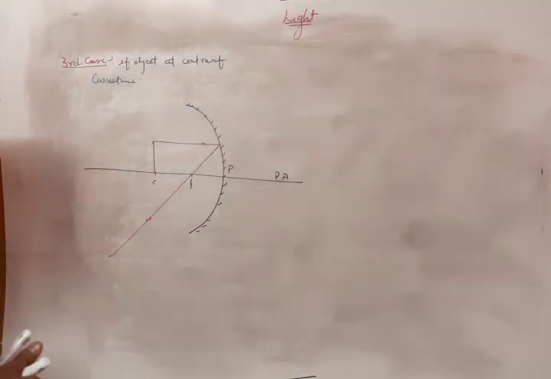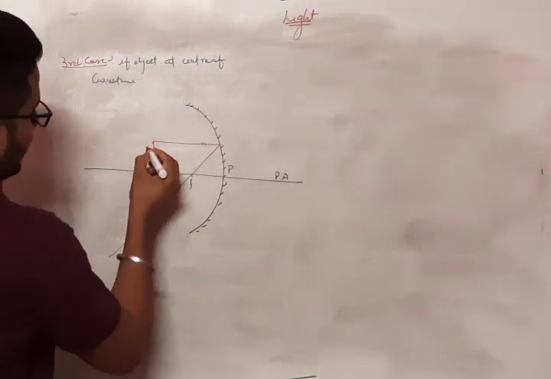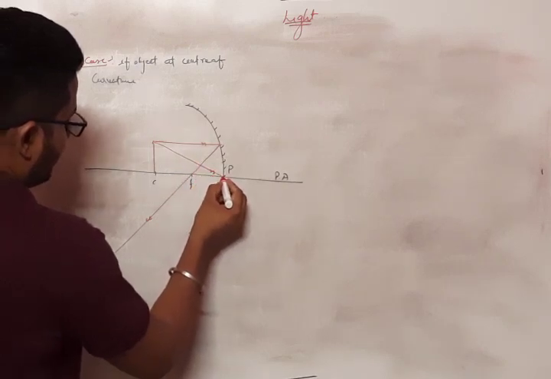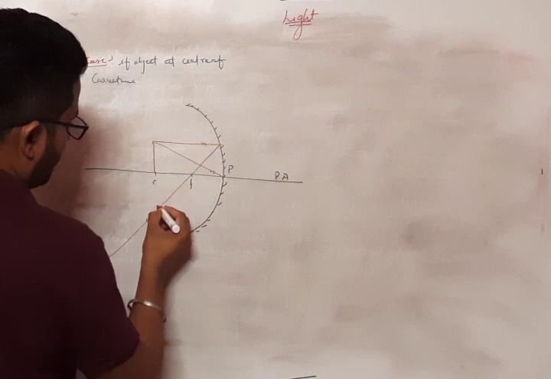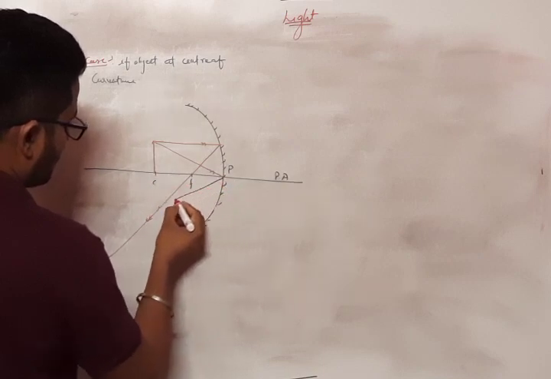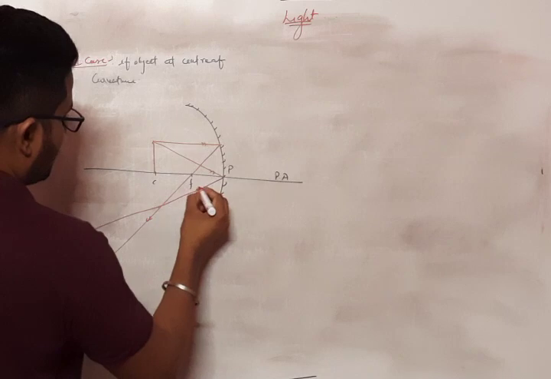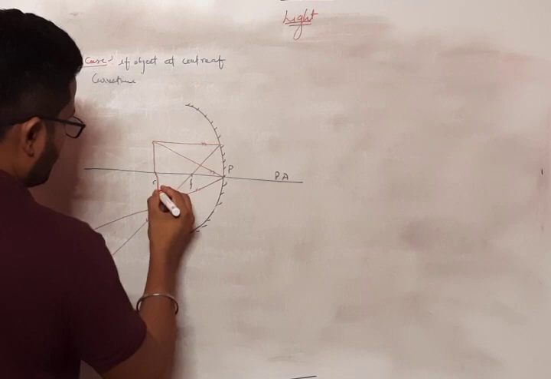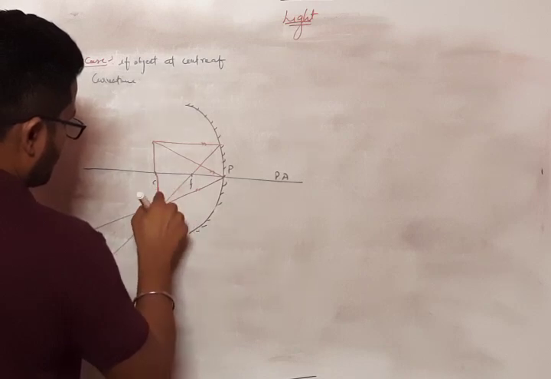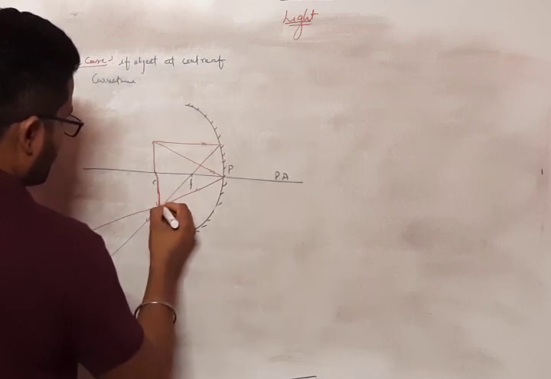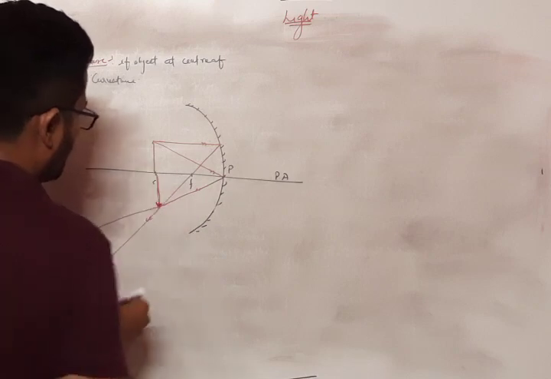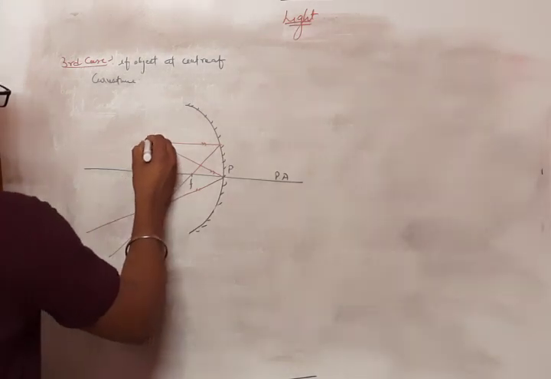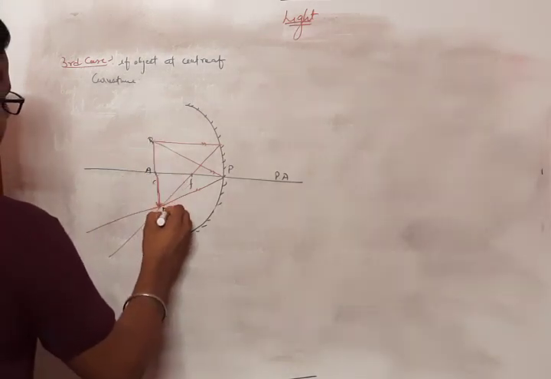Okay, and next, one ray will go to the pole and it will come like this. Okay, so the image will form like this. Okay beta, at this point of intersection the image will form, and this is A and B, and this is B dash.